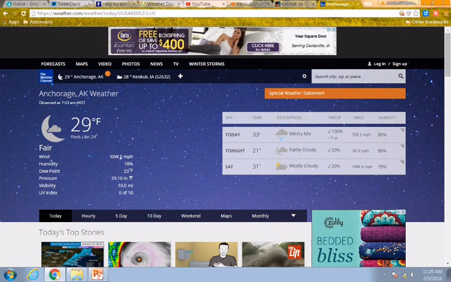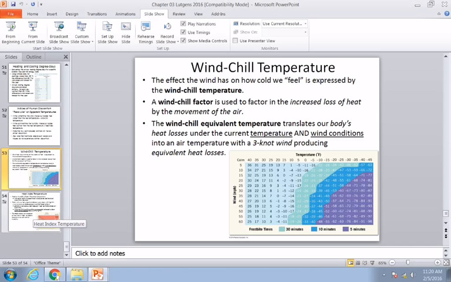What's the temperature in Keokuk right now? Is it 28? Yeah, something like that. Depends on which site you look at. What's the temperature in Keokuk? 28. All right.